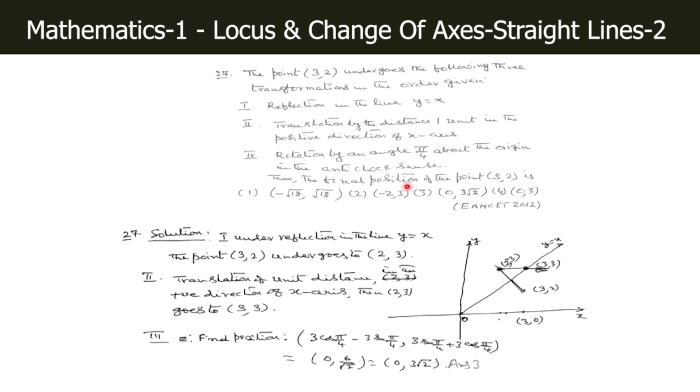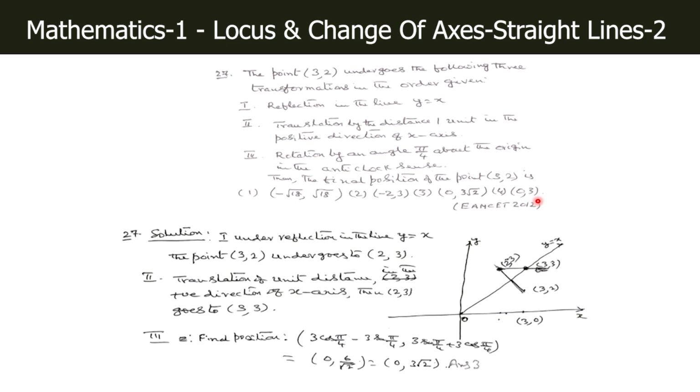Then the final position of the point (3, 2) is: option 1, 1 minus root 18 comma 18 root 18; option 2, minus 3 comma minus 2; option 3, 0 comma 3 root 2; and option 4, 0 comma 3. Of course, this question was asked in EAPCET 2012.